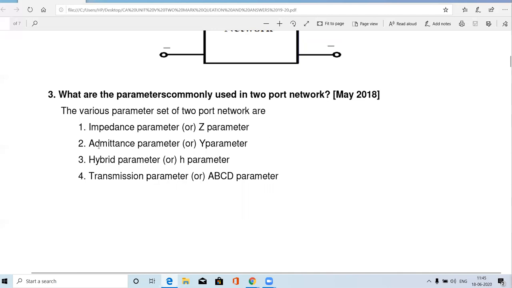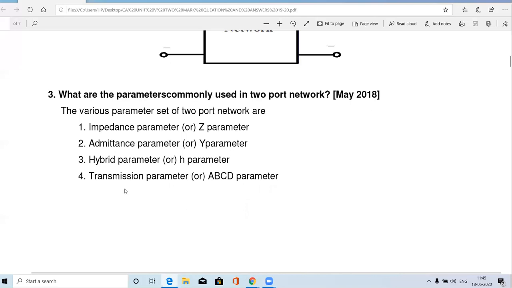Then the second one is the admittance parameter. Admittance, you know, is Y, so it is the Y parameter. The third one is the hybrid parameter, called the H parameter. The fourth one is the transmission parameter, or ABCD parameter. These are the parameters used to analyze the two port network.